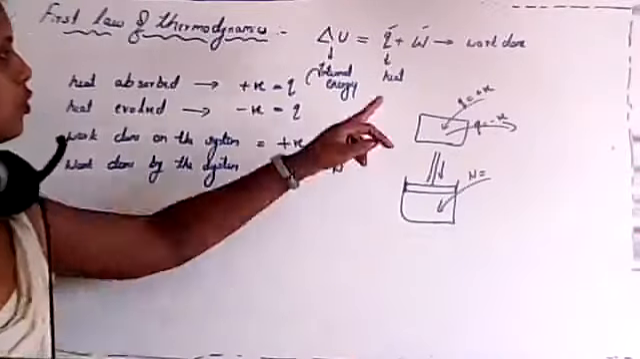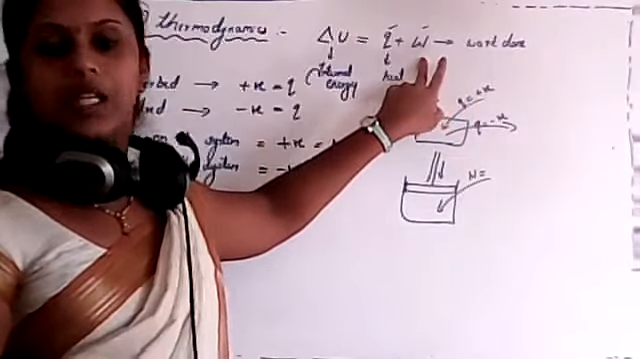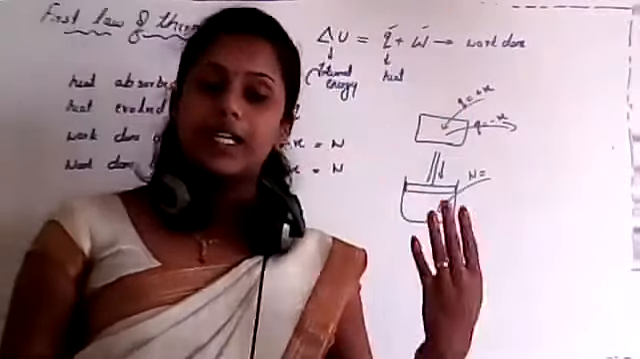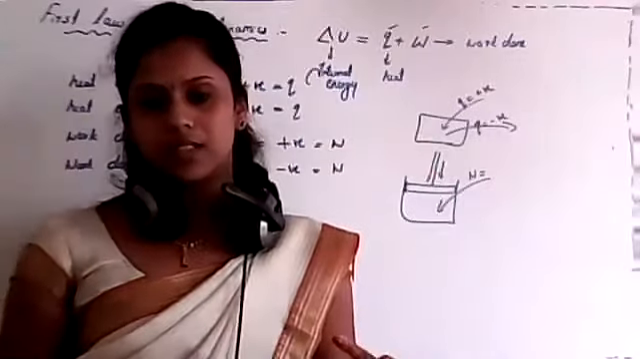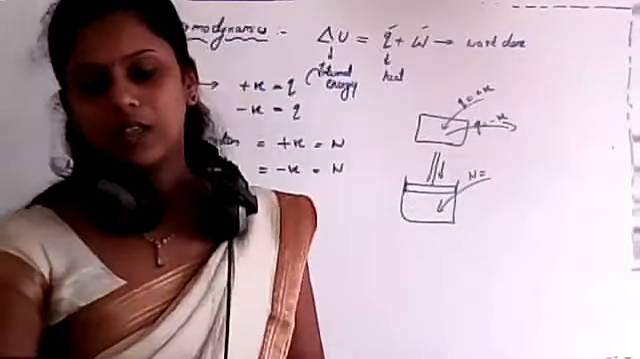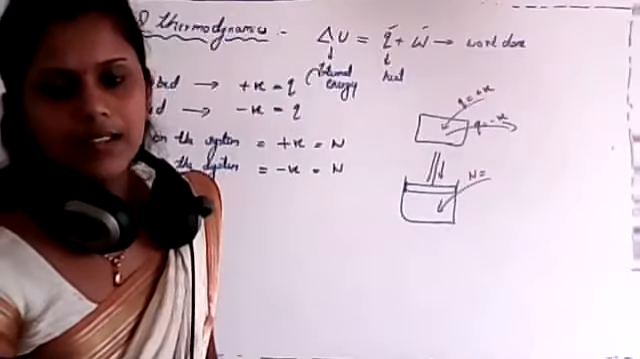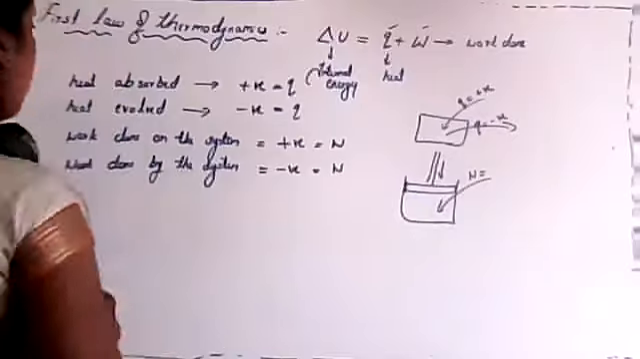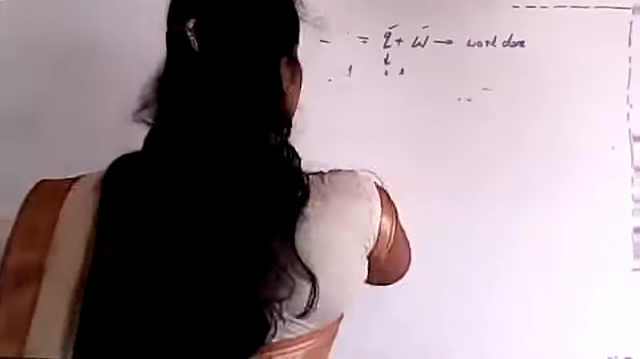Clear? So now we can write this equation in 4 terms. So if heat is absorbed by the system or work is done over the system, all these things we already studied. Clear? So now I'll consider another important thing which is also already discussed.